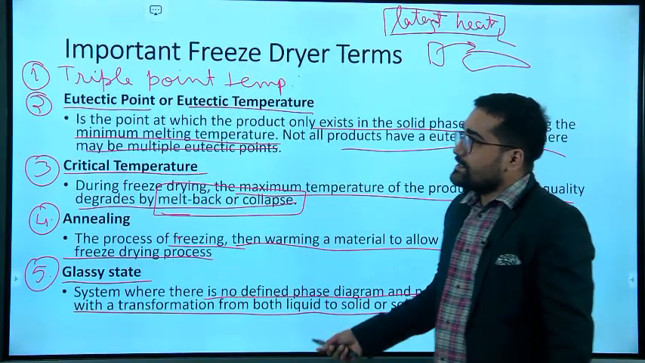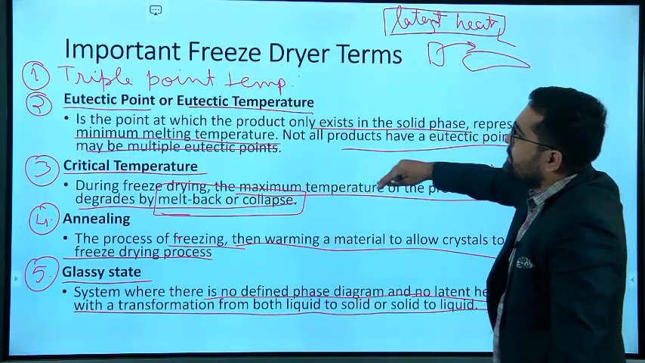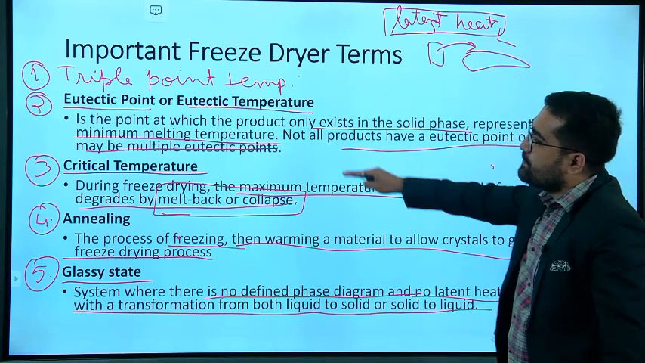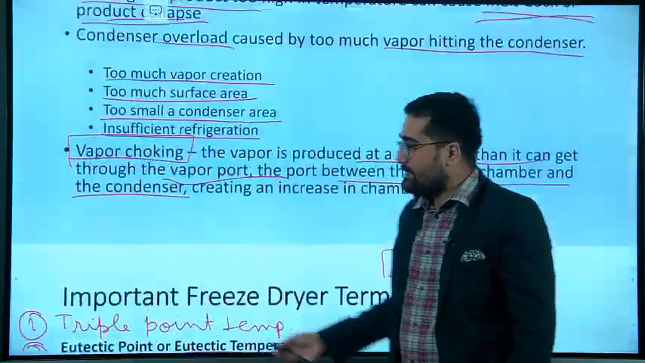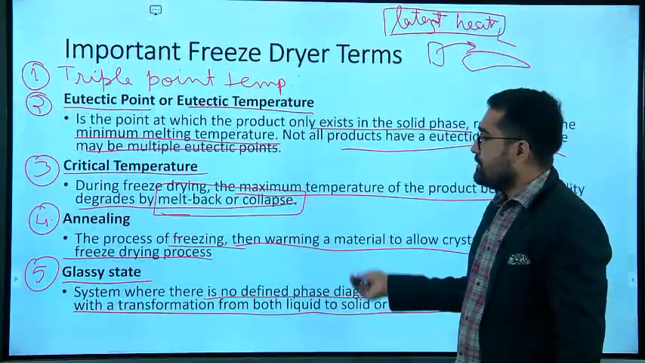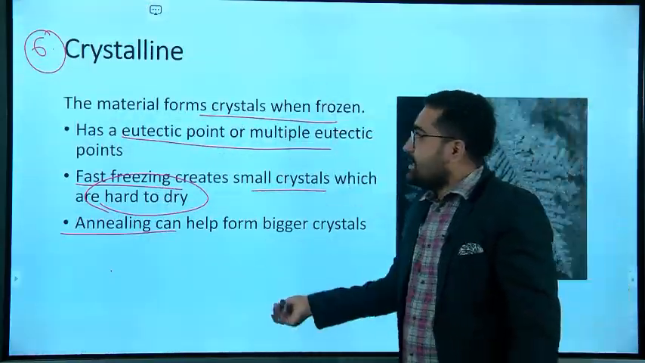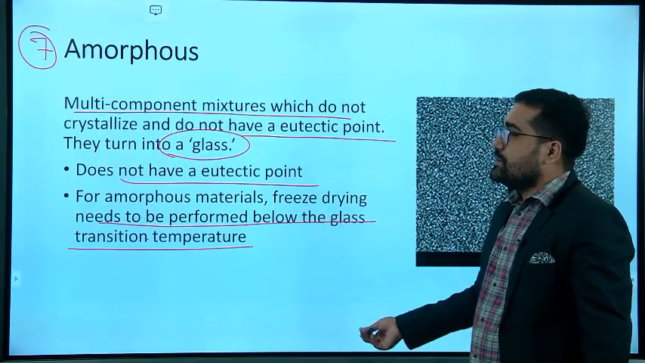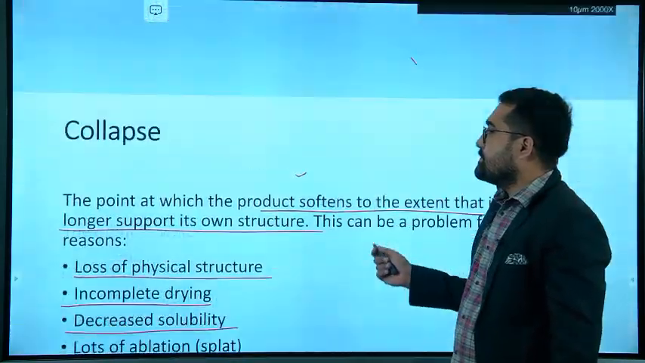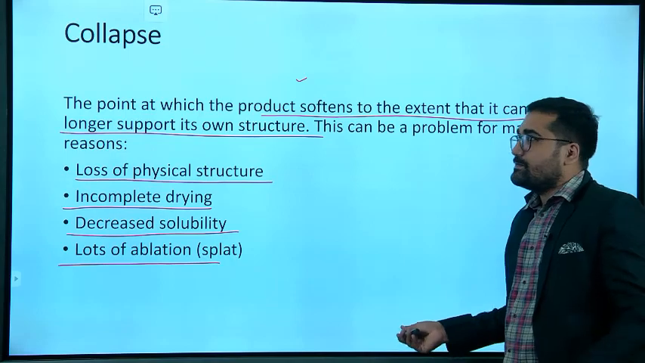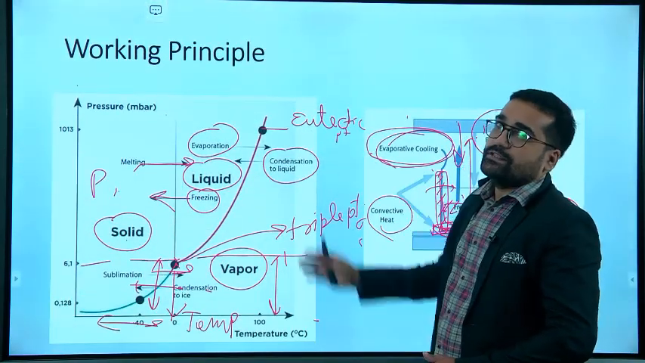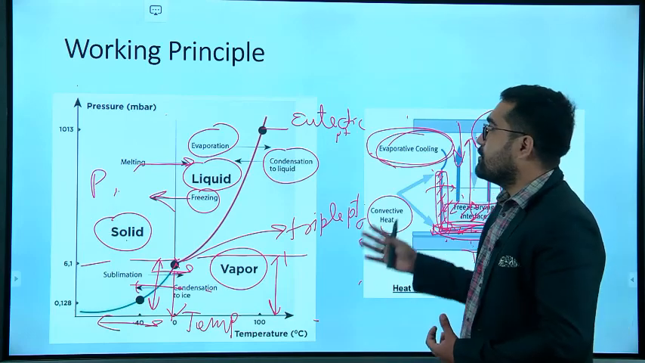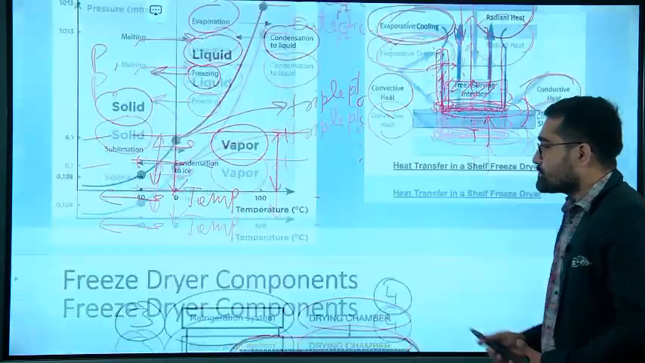Then what are the important terms which we use in freeze drying, that is triple point, eutectic point or eutectic temperature, critical temperature, annealing and gas phase. Then crystalline stage, what you mean by amorphous, and what you understand by collapse of a material. After that, we have seen the working principle, what are the principles behind the working of the freeze dryer.